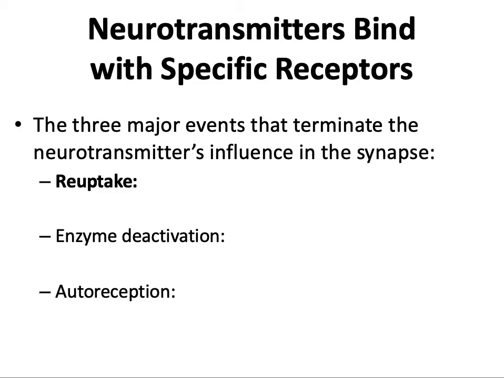Reuptake means the neurotransmitter is reabsorbed into the presynaptic terminal buttons from where it came. Enzyme deactivation: an enzyme is secreted and it destroys the neurotransmitter. It's kind of like recycling. Autoreception signals the presynaptic neuron to stop releasing the neurotransmitter.